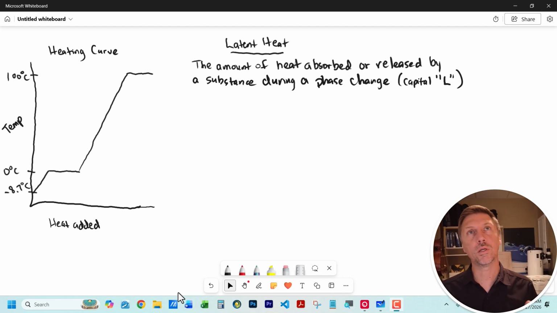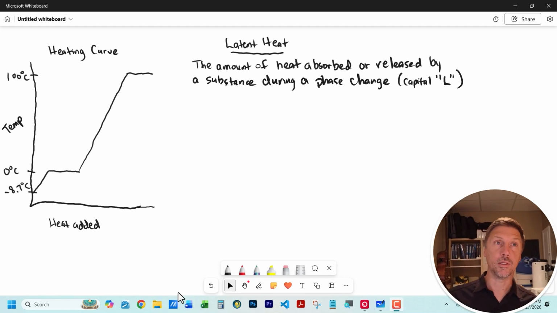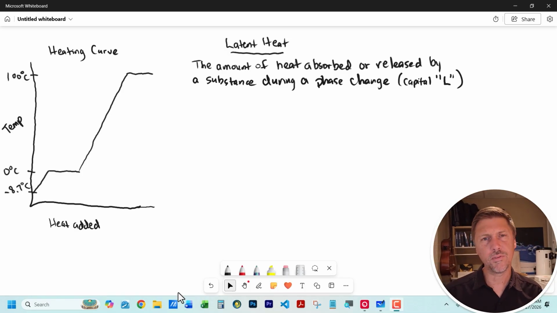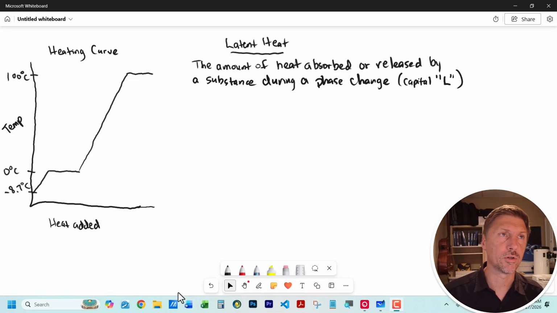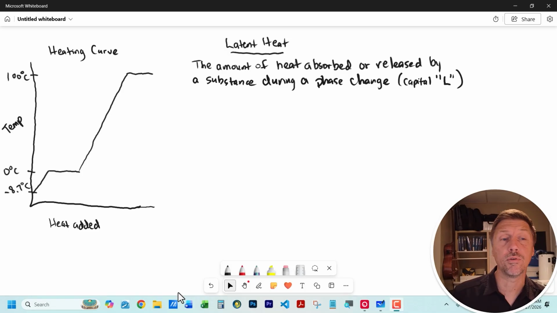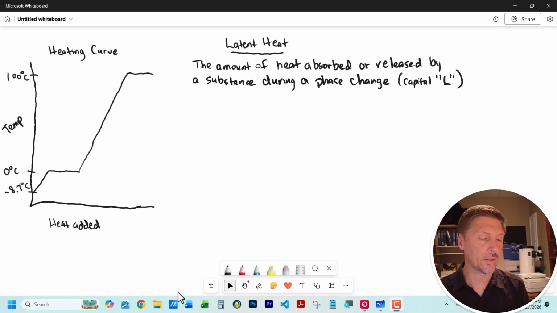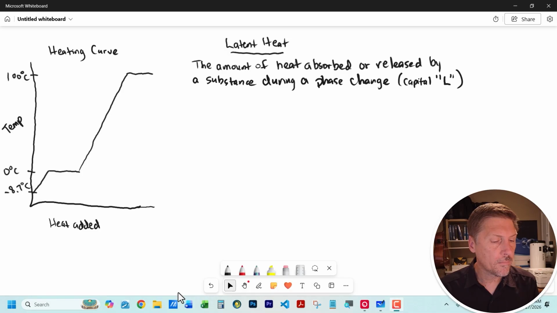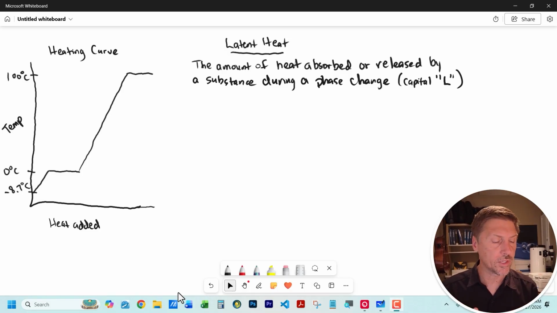So we've dealt with the heat that's involved in a temperature change. That's when we've used our equation Q equals mass times specific heat capacity times change in temperature. But what we haven't dealt with is the heat that's involved whenever you have a phase change. We actually talked about this back in chapter 6, where we said that whenever there's a phase change, the temperature of the substance doesn't change.